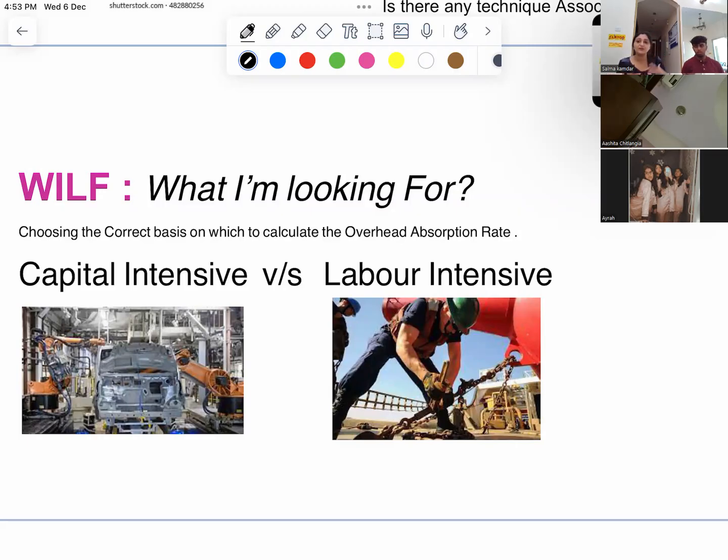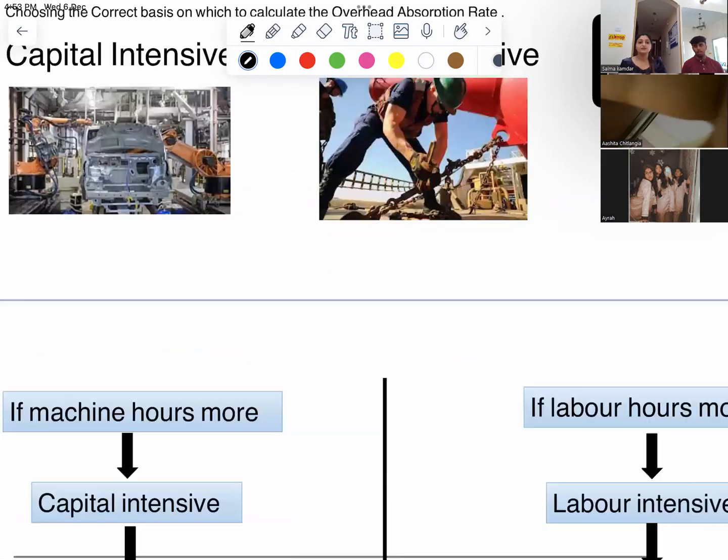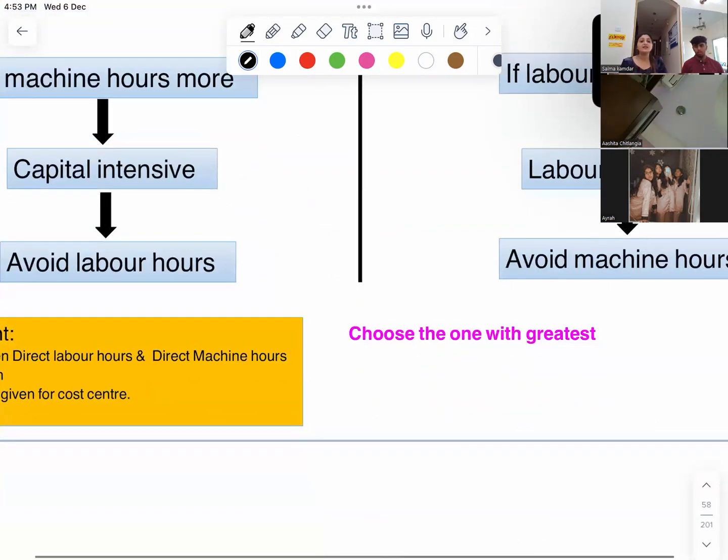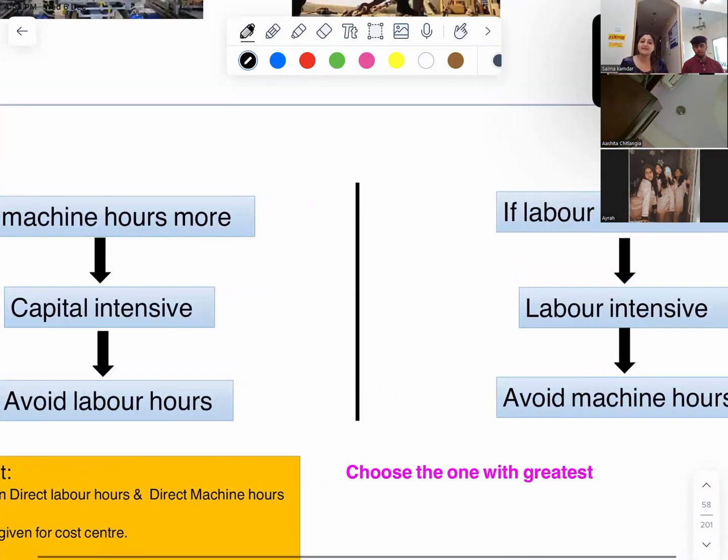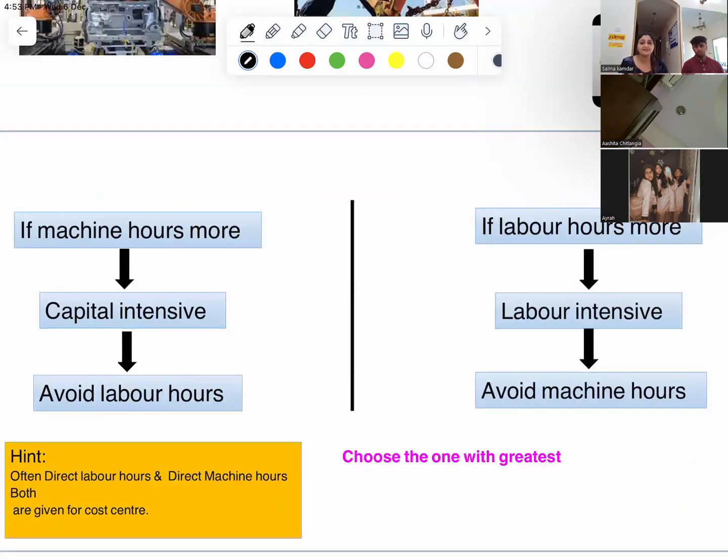How do I know if a particular department is capital intensive? The hours: if the machine hours are more than the labor hours, it is capital intensive. If it is capital intensive, I will avoid labor hours and take only machine hours. If the labor hours are more, then it will be labor intensive.